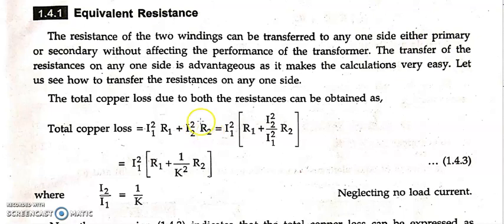Whereas I2 square R2 is the copper loss occurring in the secondary. If I add both, then what will I get? The total copper loss. I already discussed this. Total copper loss is the copper loss occurring in both the primary winding as well as the secondary winding.